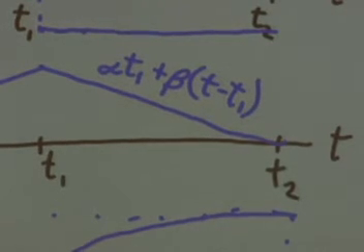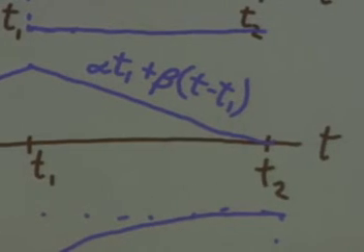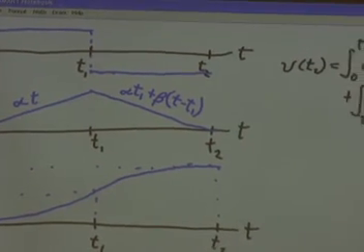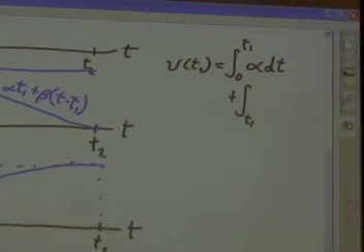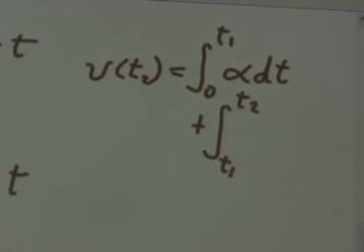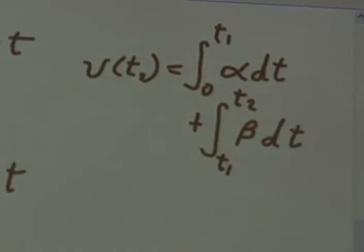All right. So back to the integral. Here, our integral is going to go from t1 up to t2, and the value of the acceleration is going to be simply beta, which is a negative quantity, times dt.